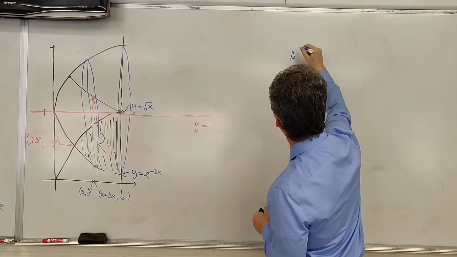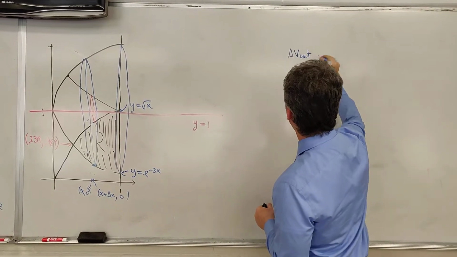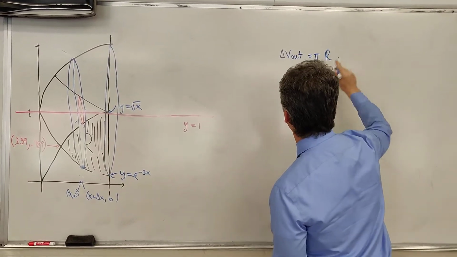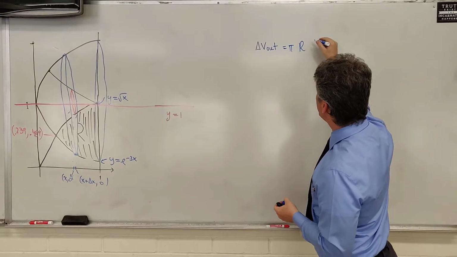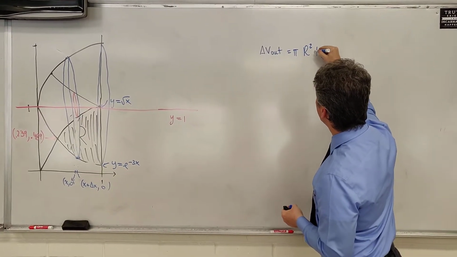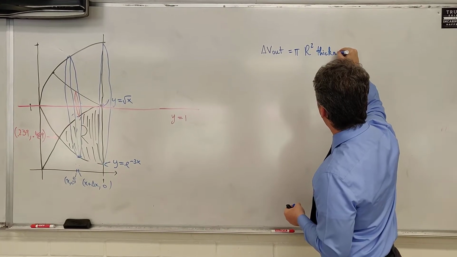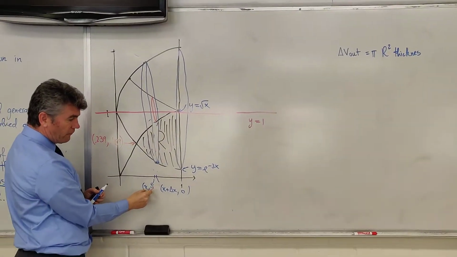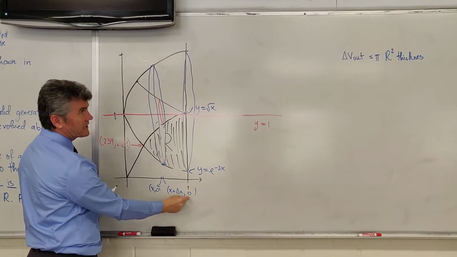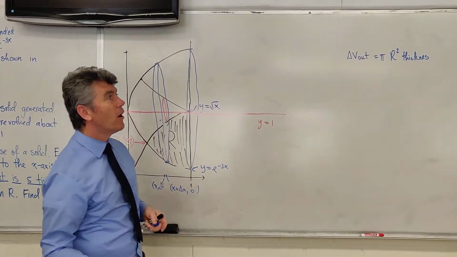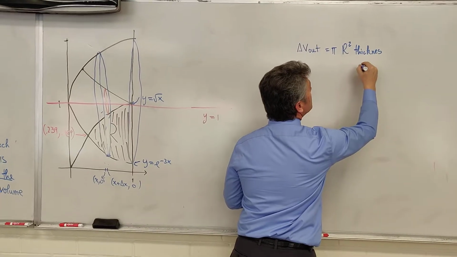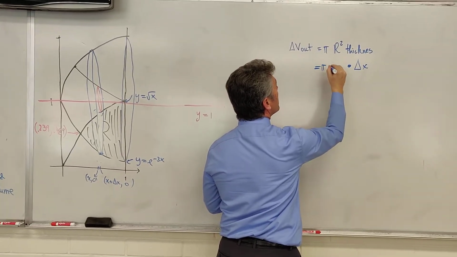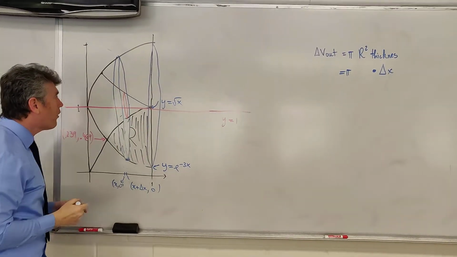So let's say delta V out. For the outer cylinder, we have pi. I'm going to call this capital R because it's the bigger of the two radii, and then the thickness, which is also the height. Now, the thickness of this washer that I just drew is still from x to x plus delta x. So the thickness is still delta x, which is good. This means we are integrating with respect to x.